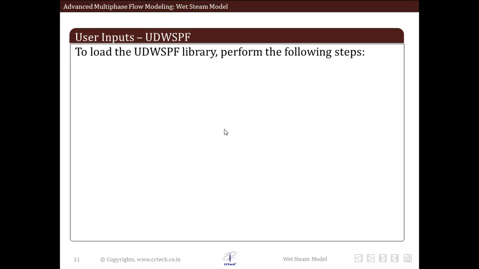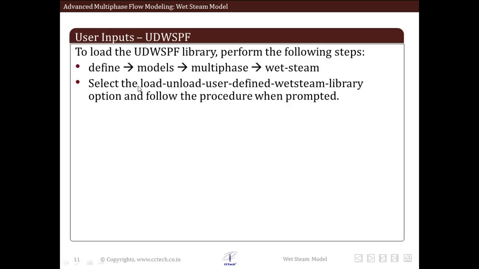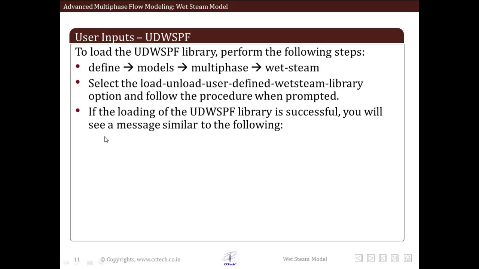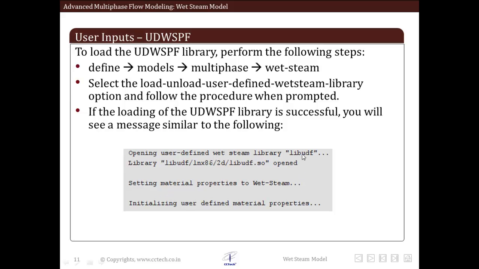Next step is to load this user-defined WetStream property function after compiling it. For this, we perform the steps that are highlighted in this slide. We go to Define, Models, Multiphase and WetStream, that is we activate the WetStream model. Then we select the Load Unload User-Defined WetStream Library option and follow the procedure that is prompted after we select this particular option. If we are able to load the user-defined WetStream property function, this is the message that will come in the text window. Once this message is displayed, it is confirmed that we are able to load our user-defined WetStream property function library.